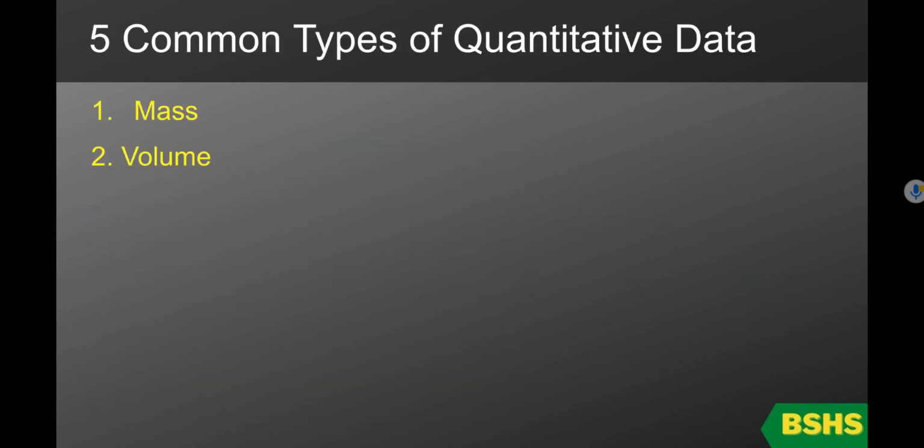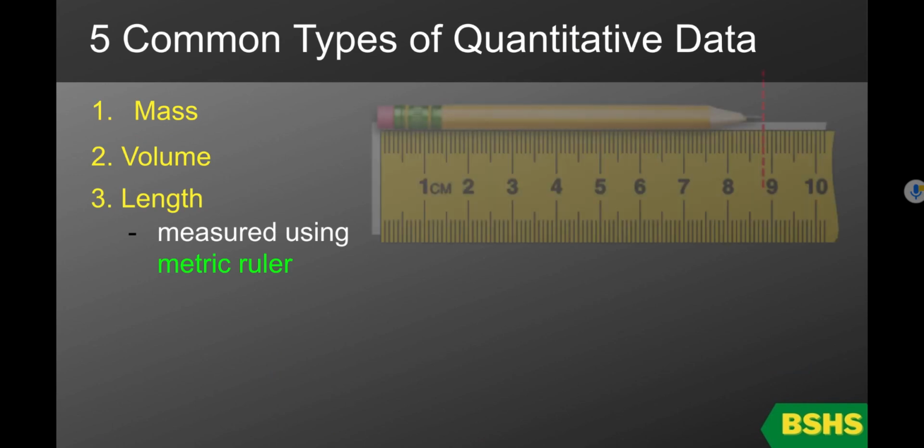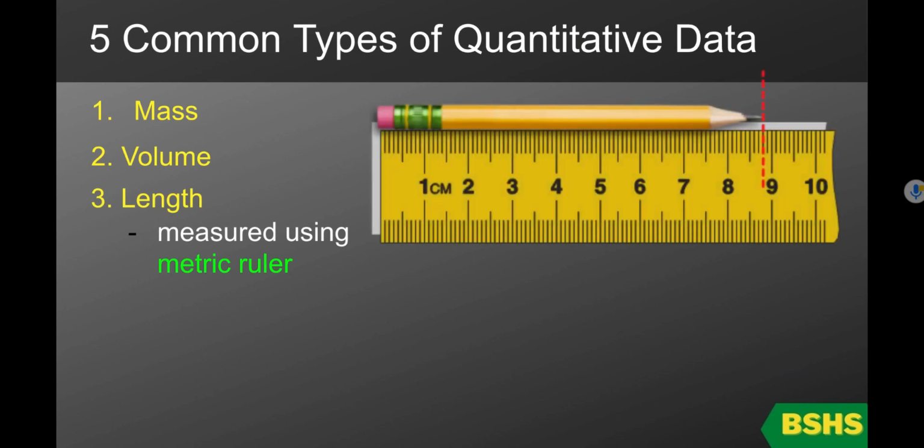A third type of quantitative data is length. In our labs, length will be measured using a metric ruler. On the metric ruler in this image, you'll see the letters cm, and that just stands for centimeters. And there are a total of 10 centimeters on this ruler. Each little tick mark between the numbers represents 0.1 centimeters.